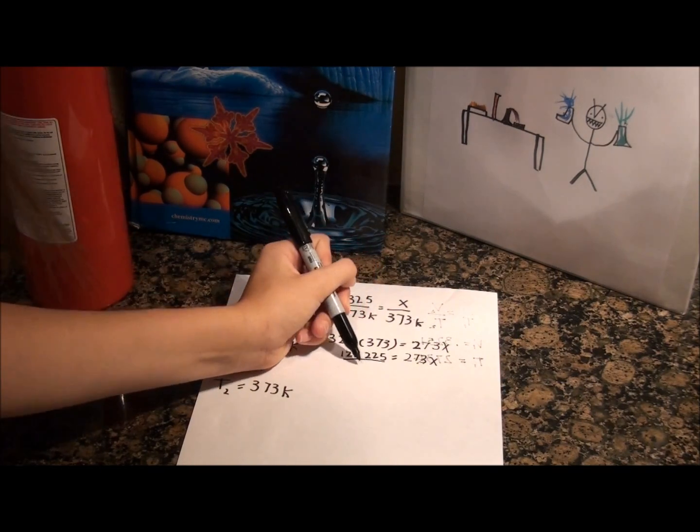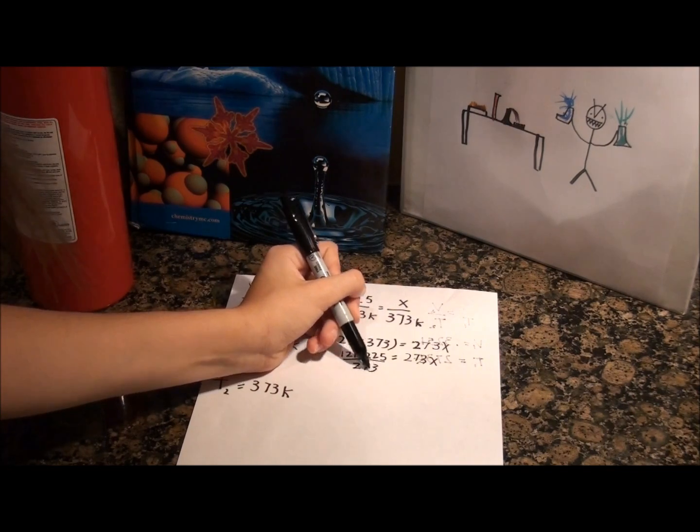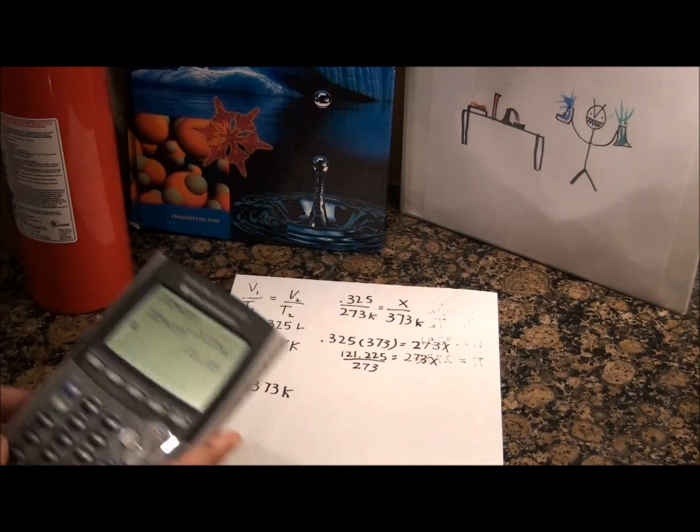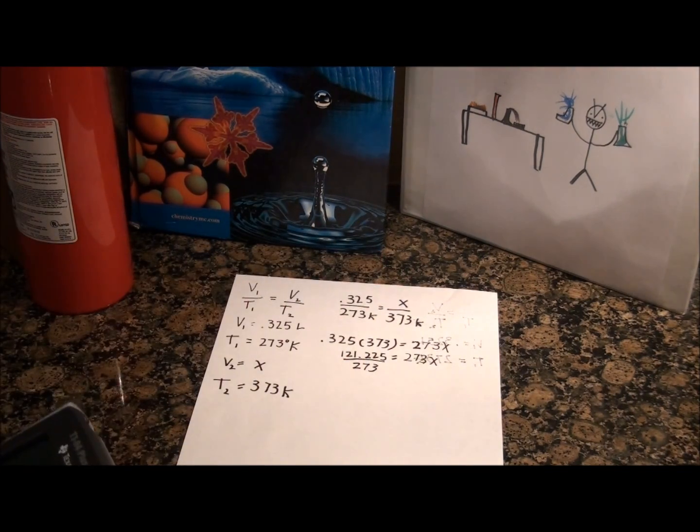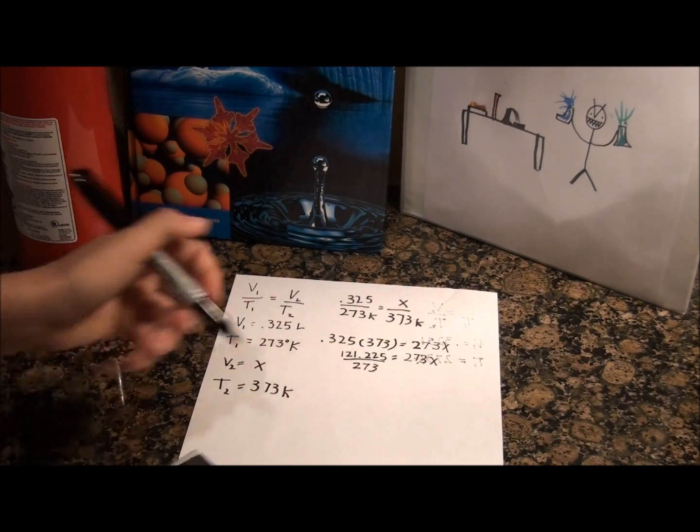From there you divide by 273 on both sides, and then you end up with 0.44 liters equals x, which is volume 2.